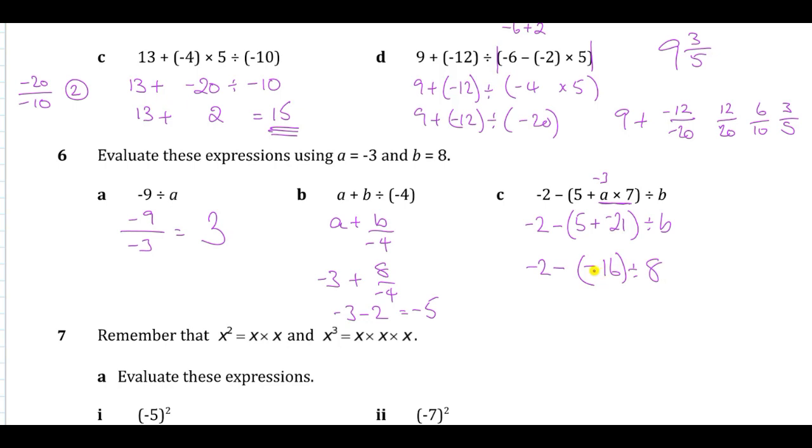However, this is negative 16 divided by 8. So it's negative 2 subtract negative 16 over 8. This is 2 with a minus sign in front of it. Negative 2 take negative 2. Now you might think that's negative 4. However, it's negative 2 plus 2, which gives me 0.